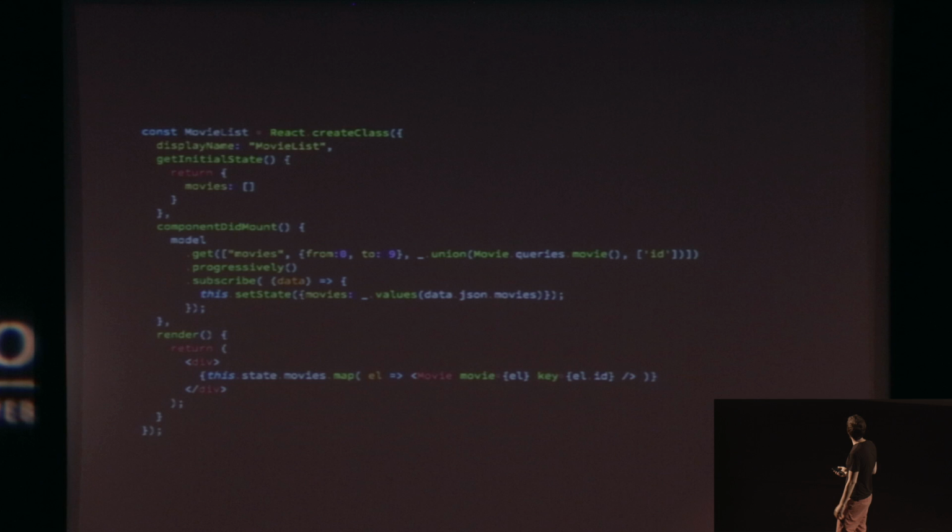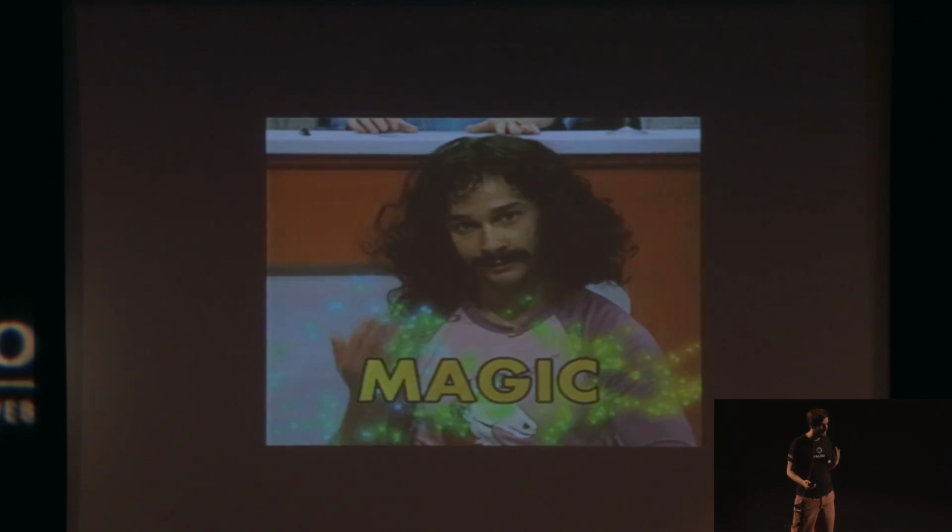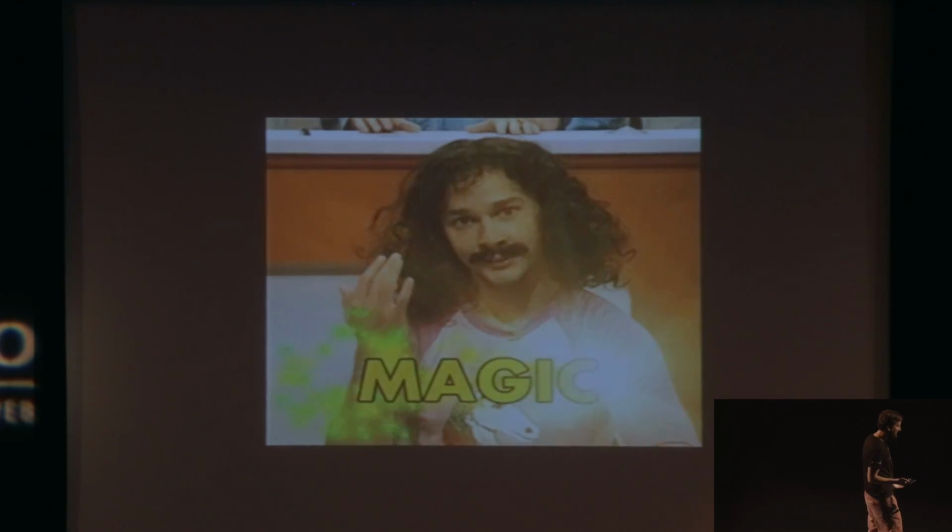Okay, let's go to now the movie list. The part that's important is in the component did mount. So you got model.get, and you're grabbing a range, 0 to 9. That can be any range. So pagination is very easy with Falcor because of ranges. And then again, you're just calling a union on the queries from the movie and the ID, right? So pretty straightforward. You're just building up. There's nothing here that's truly groundbreaking. So it's magic. I think it's really cool, right?